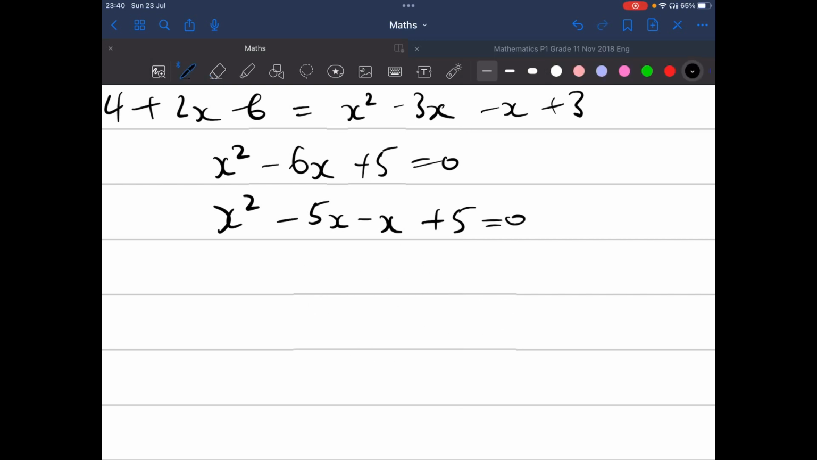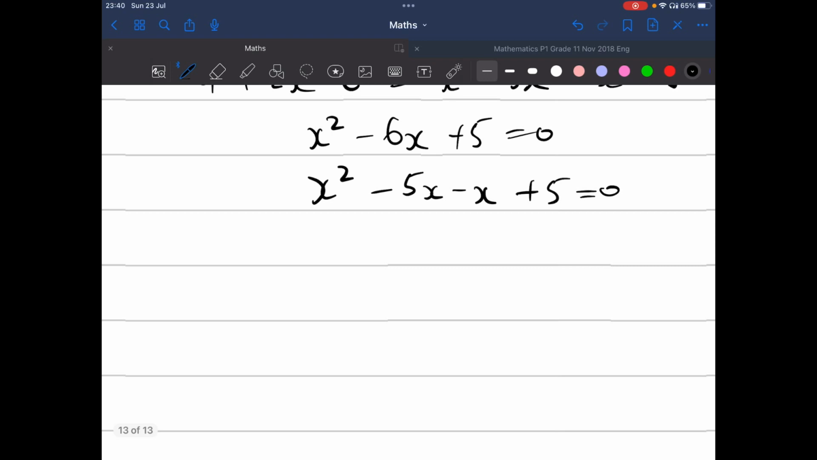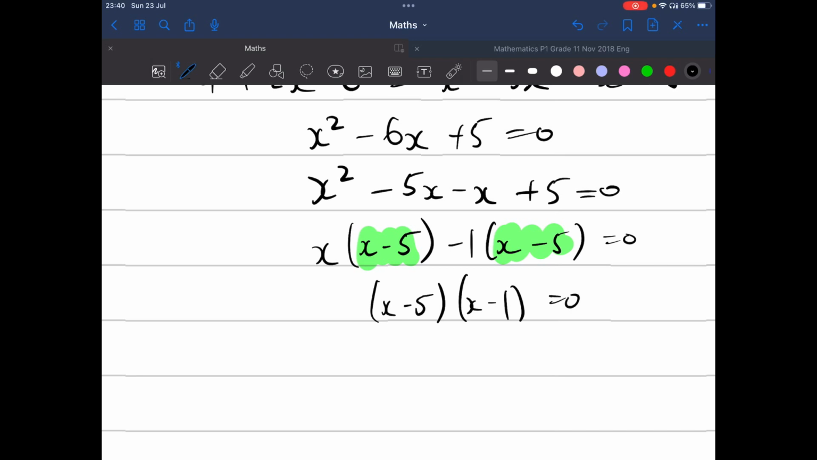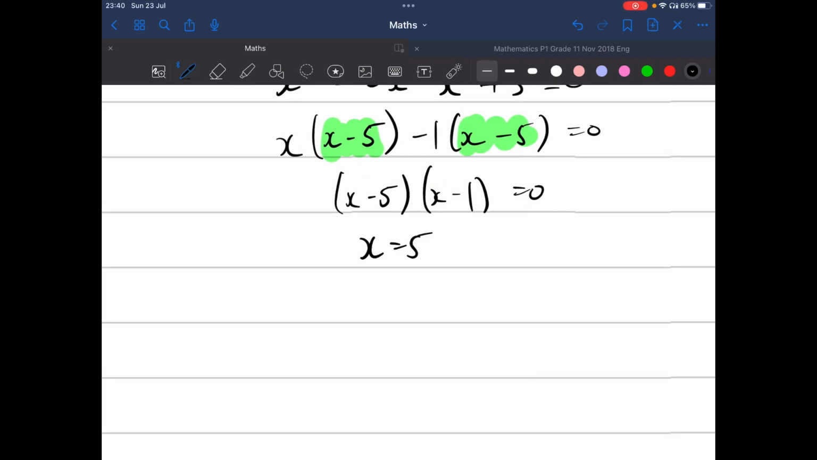Okay, so now that we have our factors, let's factorize. So I'll have (x minus 5 minus 1) times (x minus 5). Okay, I have a common factor here, so I can factorize that out. (x minus 5)(x minus 1) equals 0. I'll equate them both to 0. I'll have x equals 5 or x equals 1.